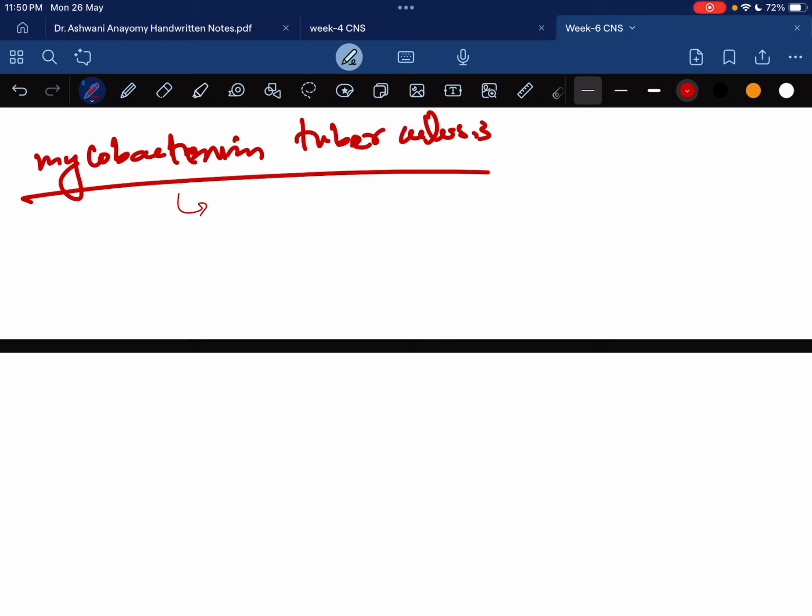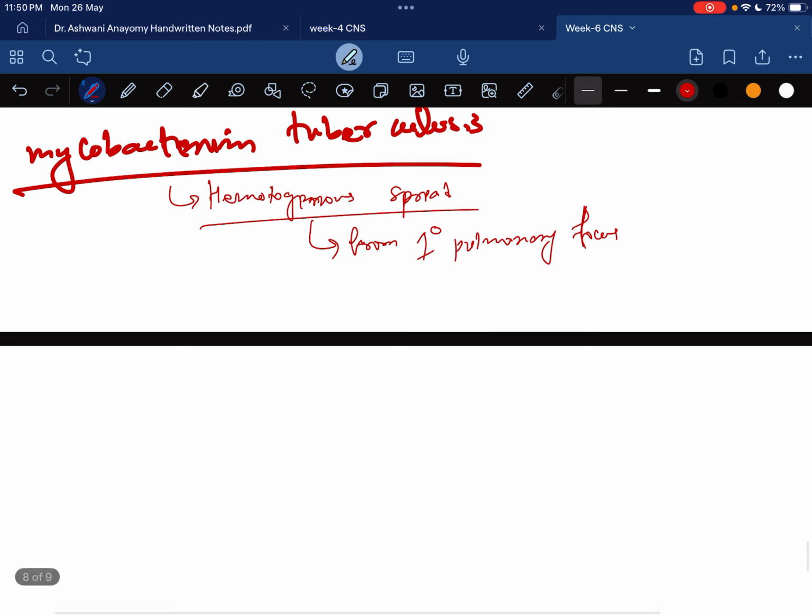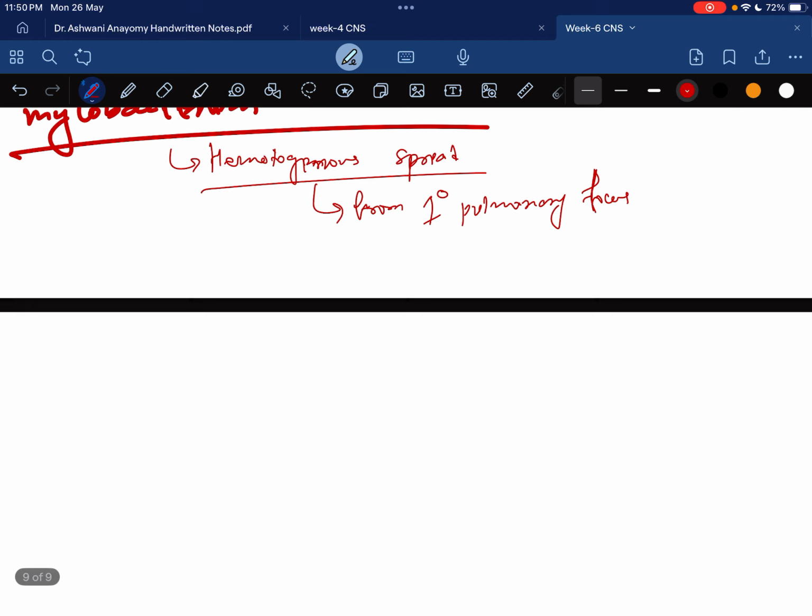The main thing to understand is that there is hematogenous spread from the primary pulmonary focus, and then the disease goes into the cerebrum, into the cranium, and that leads to meningitis inflammation.